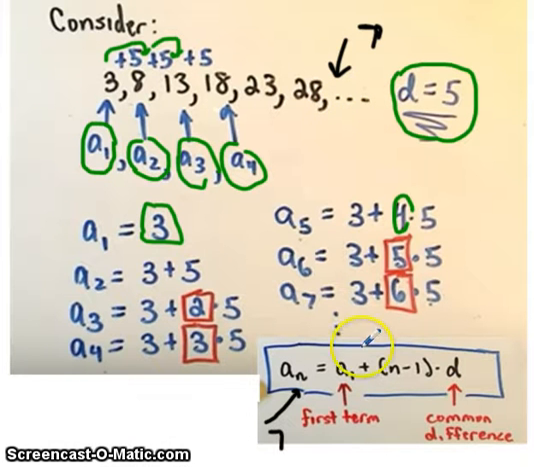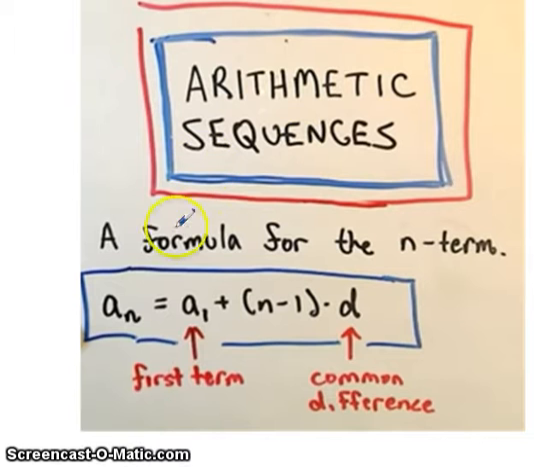So that formula right here, a sub n equals a sub 1 plus n minus 1 times d, is very useful for other problems that involve arithmetic sequences. So this arithmetic sequence has this formula. It involves knowing the first term and knowing the difference, how much they differ by.